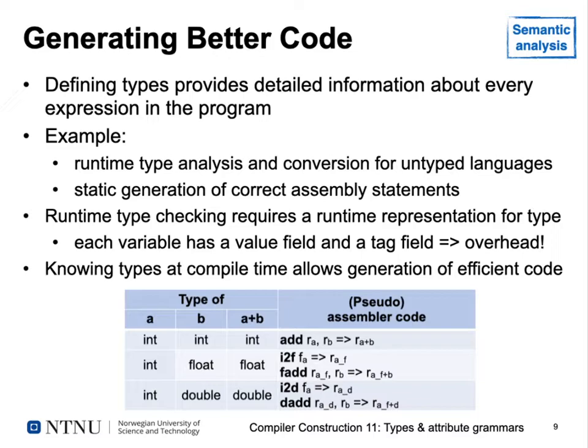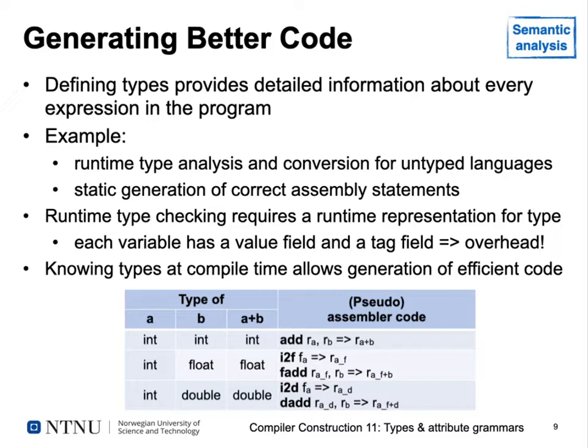So if we had runtime type checking, we would need a runtime representation for the types. So each variable not only has a value field in untyped languages, but we also need a so-called tag field, which indicates, among other things, the current type of that variable. So this is memory overhead, this is access overhead, because we have to update this, we have to check it each time we access the variable.